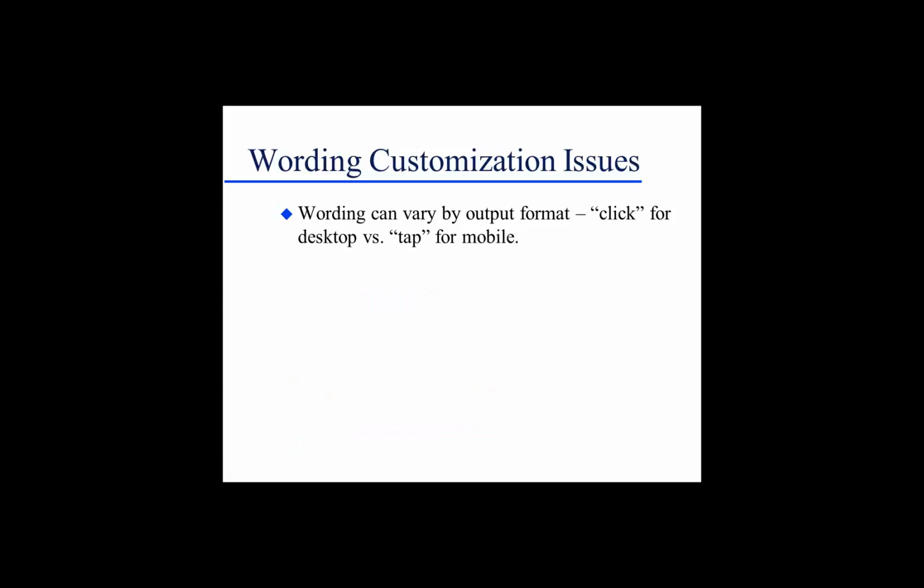But the problem is the wording doesn't change. So a lot of people I know will use some sort of in-between word. I hate to use the word weasel word, but they'll change click to select. So this way you can say select the button, and it doesn't really matter what the output is, but it doesn't quite ring true. So how do you deal with this?